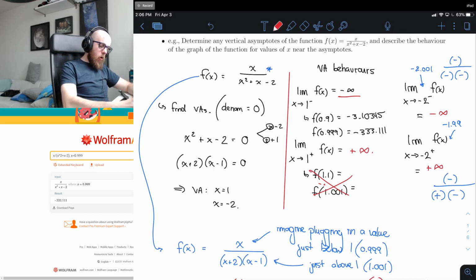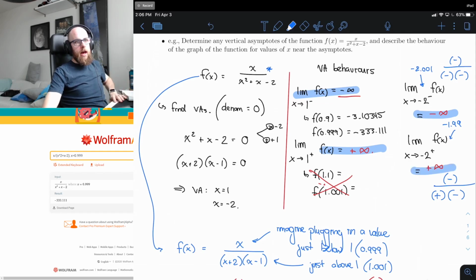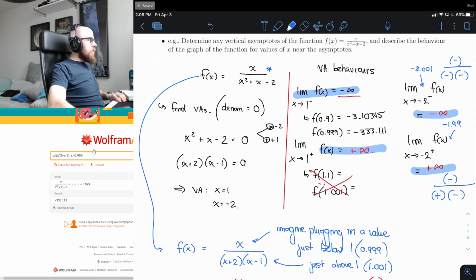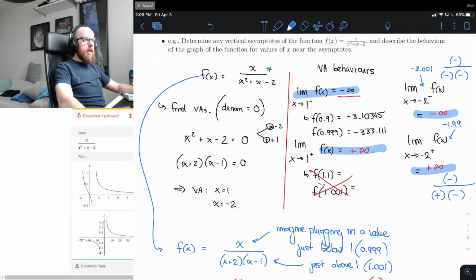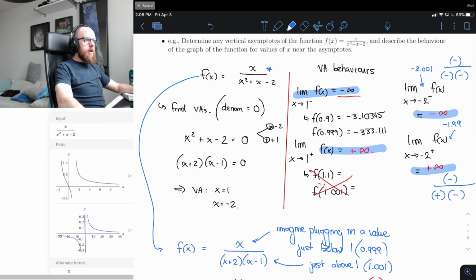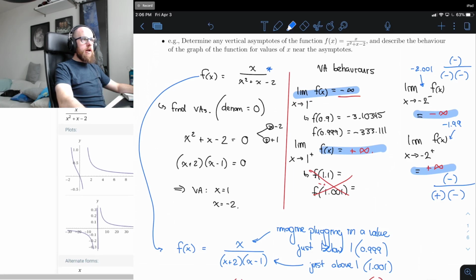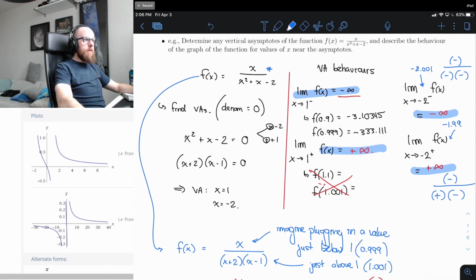So we found a whole bunch of behaviors of our function, right? The limit of f of x as x approaches 1 from below is -infinity, from above is positive infinity, and then we found -infinity and positive infinity for the other asymptote, right? And so let's see the sketch of what this thing will look like. So here, I can probably expand this out a little bit. That's not bad. So in the corner of the screen here, we can see what the function looks like.